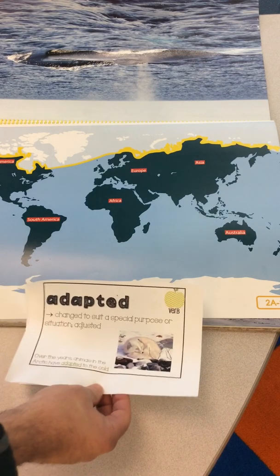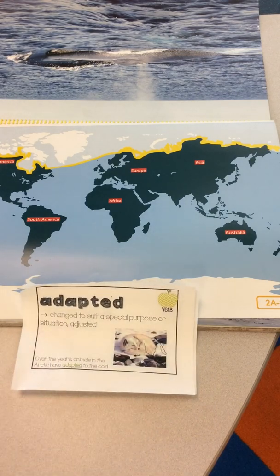And our next word is adapted. Adapted is when you change for a certain reason, for a special purpose. So our definition says, adapted is changed to suit a special purpose or situation, adjusted. So if you think about human beings, in the wintertime, we put on heavy coats and hats and gloves and mittens and sweaters to adapt to our winter. And then in the summertime, we don't wear any of those things. We wear lighter clothes like t-shirts and shorts and sandals to adapt to the hot weather.